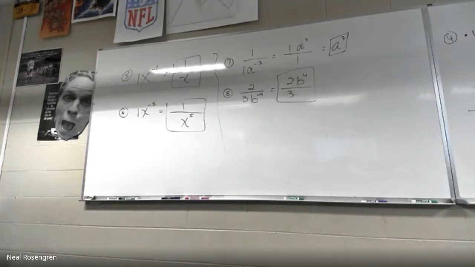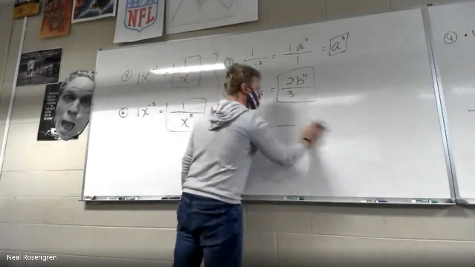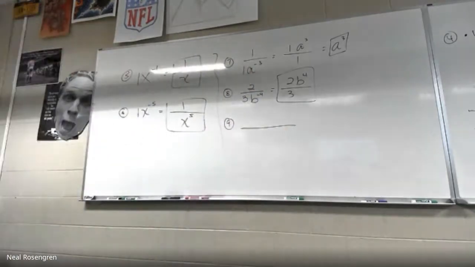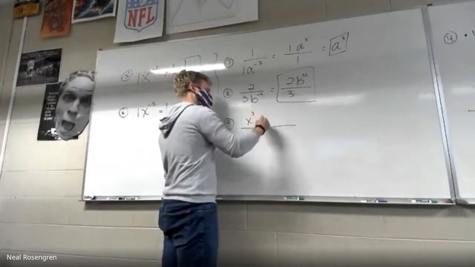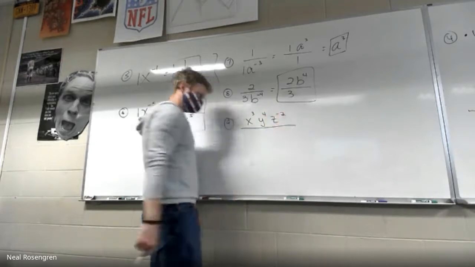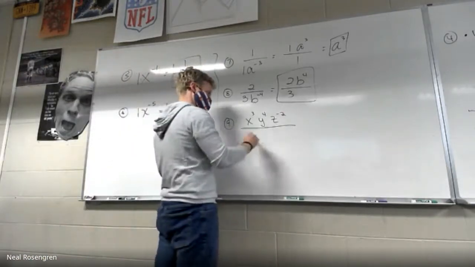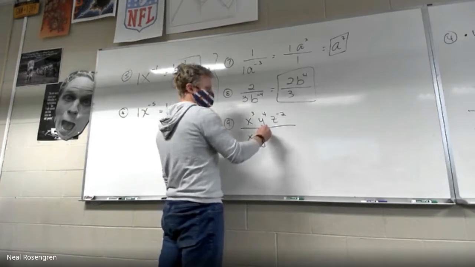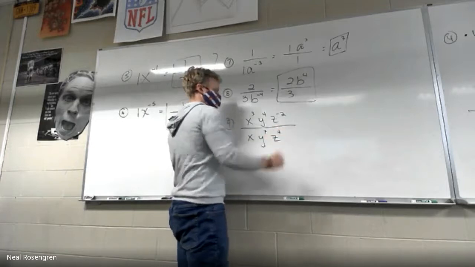Because now what they're going to try to do is put these ideas together. Here's where things really start to kind of take a turn for us. Where they give us a fraction that's got like a bunch of different letters in it. But some of those exponents are positive and some of them are negative. I don't know, let's make it up. X to the third, y to the fourth, z to the negative second, over x, y to the seventh, z to the fourth.